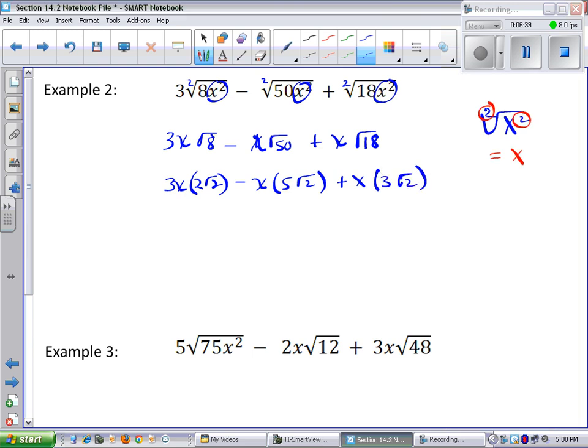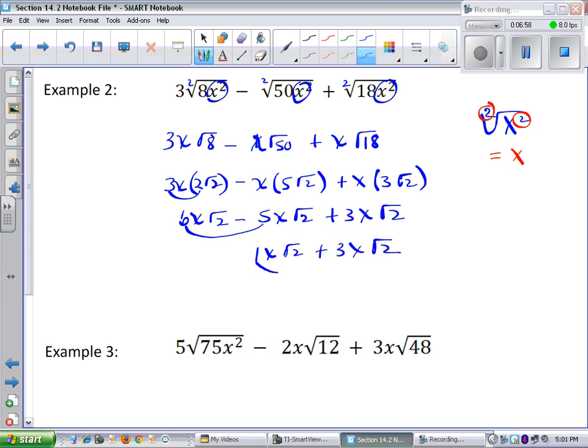So I have 3 times 2 is 6x square roots of 2 minus 5x square roots of 2 plus 3x square roots of 2. 6 minus 5 is 1x square roots of 2 plus 3x square roots of 2. And when I add the coefficients, 1 plus 3 is 4, so I have 4x square roots of 2.